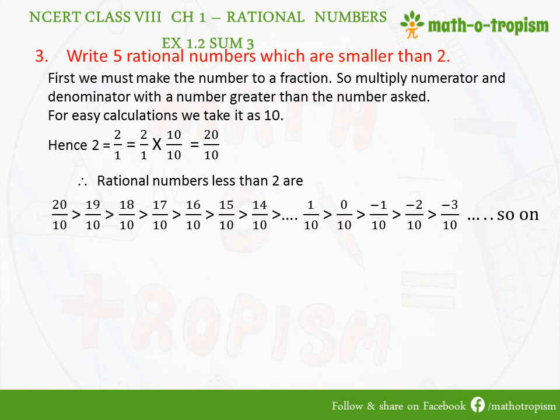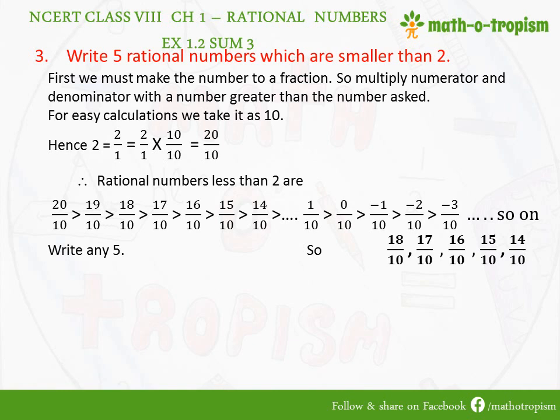0 by 10 and then negative numbers will start coming. So we will have minus 1 by 10, minus 2 by 10, etc., and it goes on. So I can write any of the numbers in between these numbers. I am just taking 18 by 10, 17 by 10, 16 by 10, 15 by 10, 14 by 10 as my numbers. Here I have the advantage that I have been given a single integer and asked for numbers which are smaller than this. So actually instead of multiplying with 10, I can multiply it with a smaller number also.